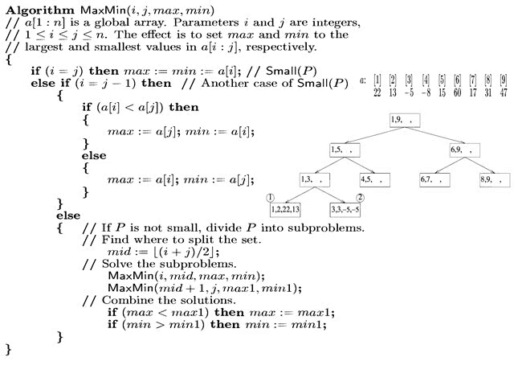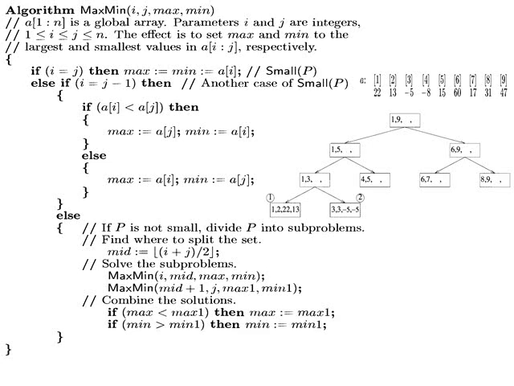Else minimum is equal to a of j and maximum is equal to a of I. That is when we have two elements in the list. So these two are the smallest problem, that is when we have a single element or when we have two elements in the list. If p is not small, then we have to divide it into subproblems.